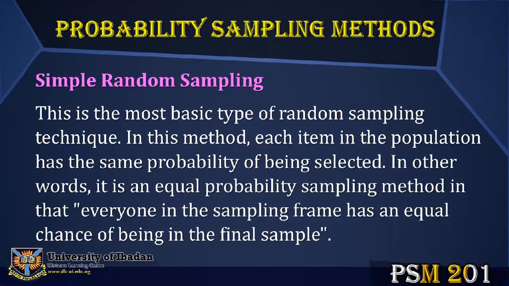In this method, each item in the population has the same probability of being selected. In other words, it is an equal probability sampling method in that everyone in the sampling frame has an equal chance of being in the final sample. Simple random sampling is applicable when population is small, finite, and homogeneous. And of course, a sampling frame should be readily available. Without a clear sampling frame, it is impossible to take a simple random sample.